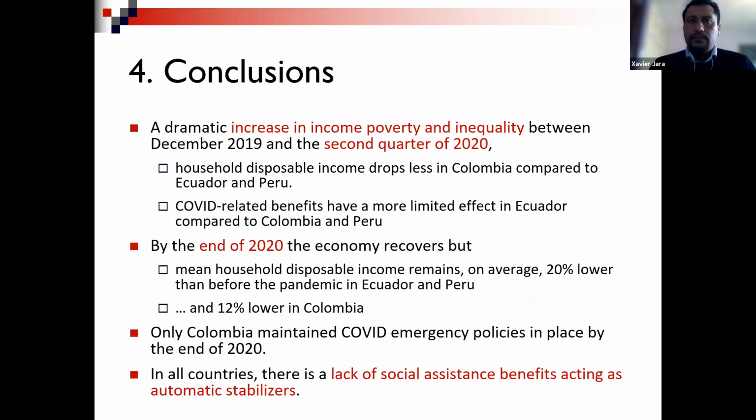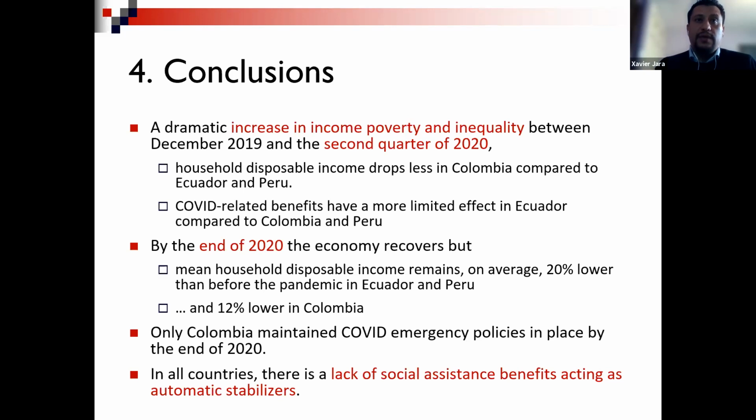So just to summarize our results, what we observe from our analysis is a dramatic increase in income poverty and inequality between December 2019 and the second quarter of 2020. Household disposable income drops less in Colombia. So Colombia is the country out of these three that suffers less from the pandemic. And COVID-related benefits have a more limited effect in Ecuador compared to Colombia and Peru. Compared to Peru, because the benefit amounts were much more generous during the second quarter of 2020, and compared to Colombia, because Colombia preserved the benefits until the end of the year.